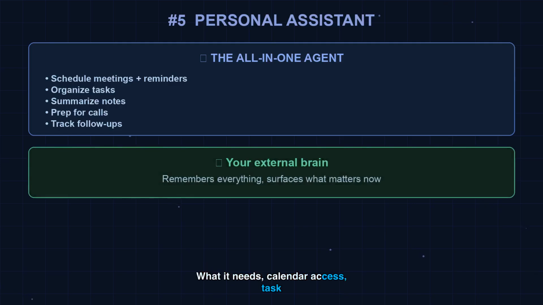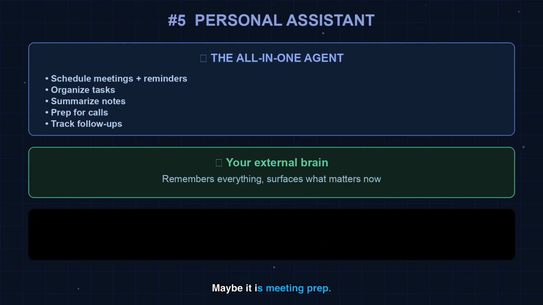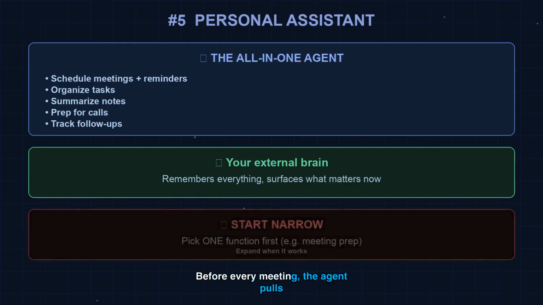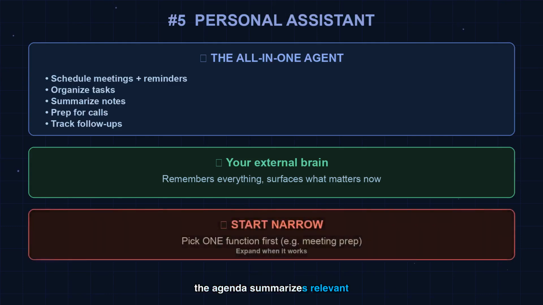What it needs: calendar access, task management, note access, and text generation. The more tools you connect, the more useful it becomes. How to build it: start with one function. Maybe it is meeting prep. Before every meeting, the agent pulls the agenda, summarizes relevant notes, and lists action items from the last meeting. Get that working, then expand. The mistake people make is trying to build the everything agent on day one. Start narrow, expand when it works.